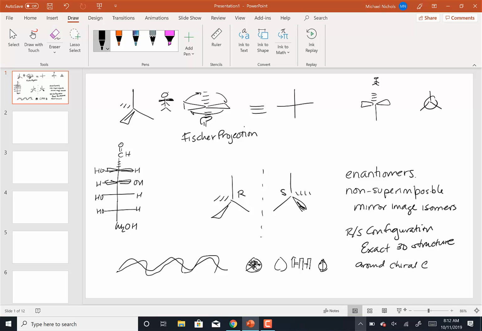And it'll either rotate it to the left, or it will rotate the plane polarized light to the right. The right is called dextrorotary, the left is called levorotary. So every enantiomer is either D or L. It either rotates the plane polarized light positively or negatively. And so when we're talking about enantiomers, one is the D enantiomer and one is the L enantiomer.